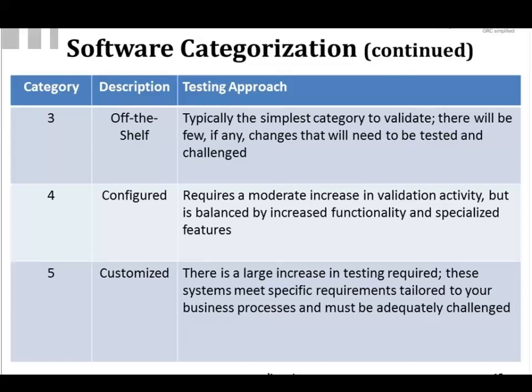That's your configured system. A customized system in category 5 is where you're actually developing code and adding that into the system, or you're modifying code that's in the system already. There's a much larger increase in testing because you have to make sure that all of these additional requirements that are tailored to your organization are challenged adequately. You might also have a combination of configured and customized software, a combination of categories 4 and 5. And this is commonly used today in most FDA-regulated industries. These are most often the types of applications that I come across.